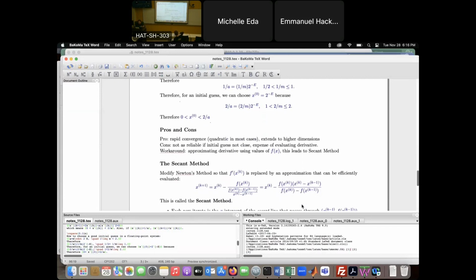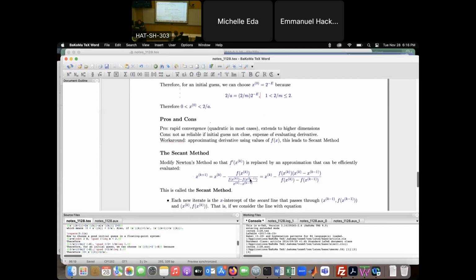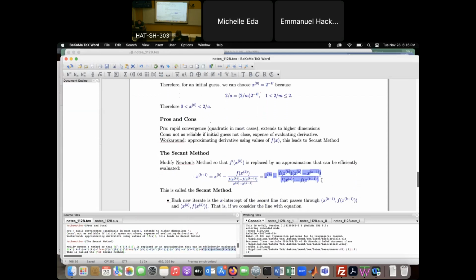So what you do is, take Newton's method, but here in the denominator is where you normally have f prime of xk. You just replace that by this difference quotient involving xk and the previous iterate xk minus 1. Then algebraically you can rework that and you get this formula for the approximate root. And that's called the secant method. So now you don't need the derivative anymore.